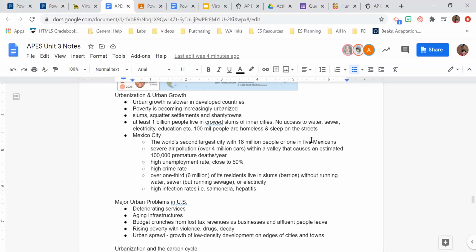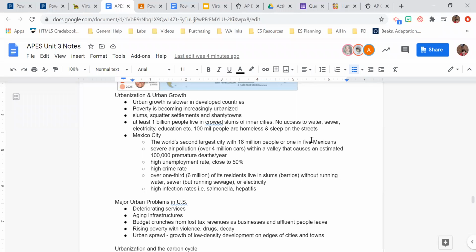They have a high unemployment rate. Some years it's close to 50%. That leads to a high crime rate. If you don't have employment, if you can't earn a living some legal way, it can lead to crime. Over 1/3, about 6 million of the residents, live in slums or barrios without running water, sewer, or electricity. Now, a lot of times they do have some sewage, or sometimes the sewage will be combined into one area, but it's going to depend on where we're talking.